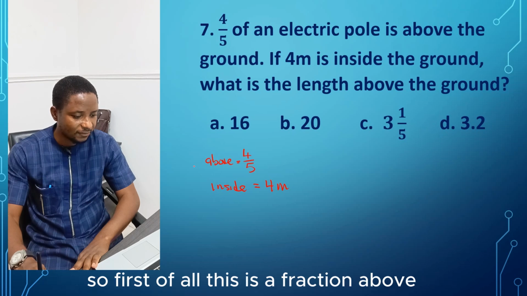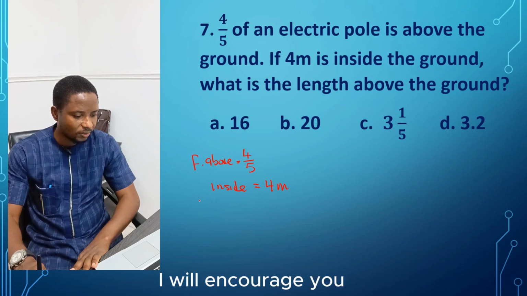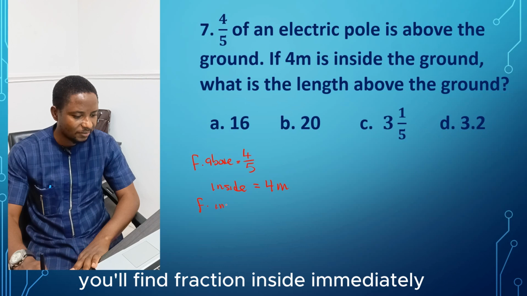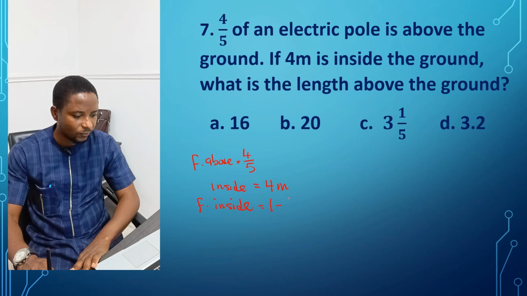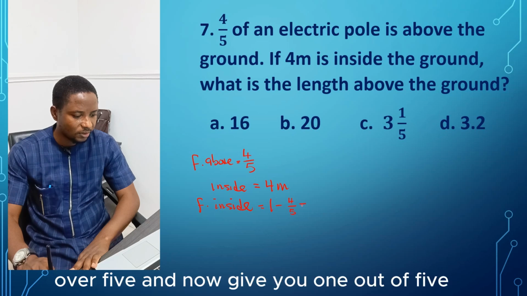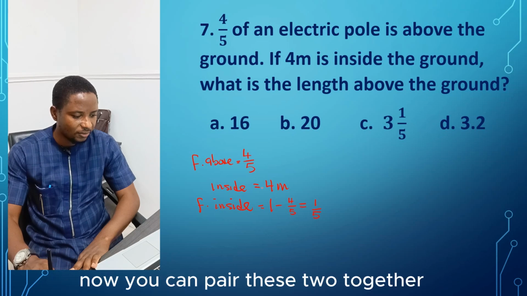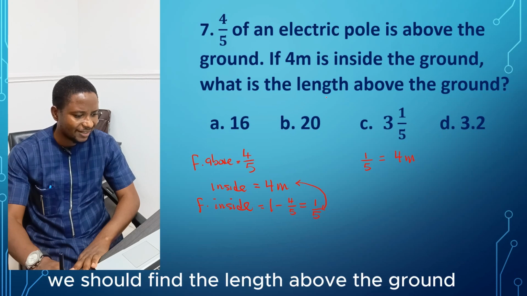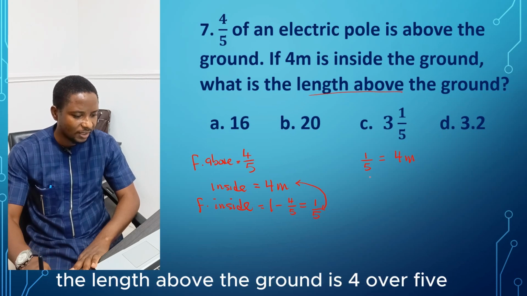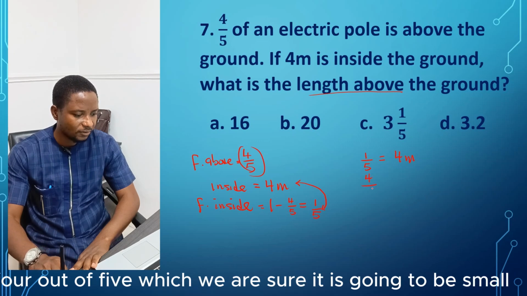So first of all, this is a fraction above. I will encourage you to find the fraction inside immediately, and the fraction inside will be 1 minus the above 4/5, and that will give you 1 out of 5. Now you compare these two together, meaning 1/5 is equal to 4 meters. And the question said we should find the length above the ground. The length above the ground is 4 out of 5, which we're sure will give us more.